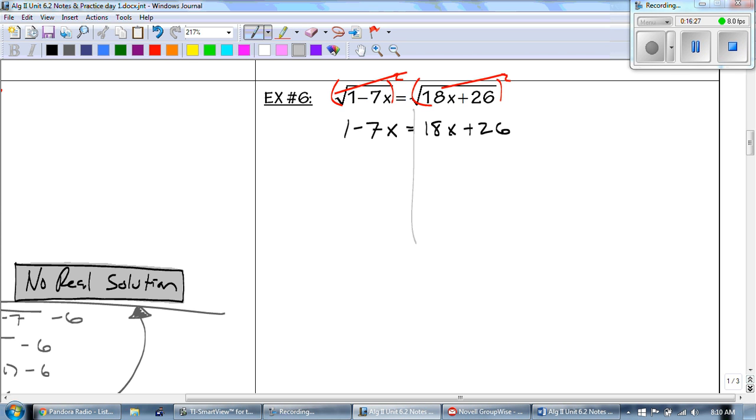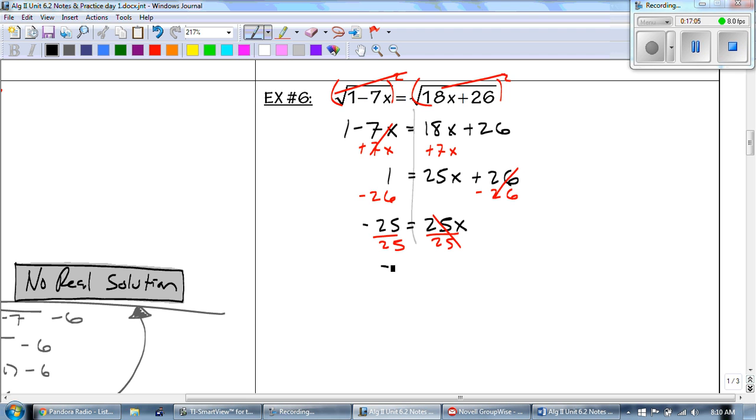I have variables on both sides, so I'm going to move the smaller variable. And then we get 1 equals 18 plus 7, good, 25x. And now solve. So I have to subtract the 26 from both sides, 1 minus 26. And then divide both sides by 25. And we get, good, negative 1 equals x.